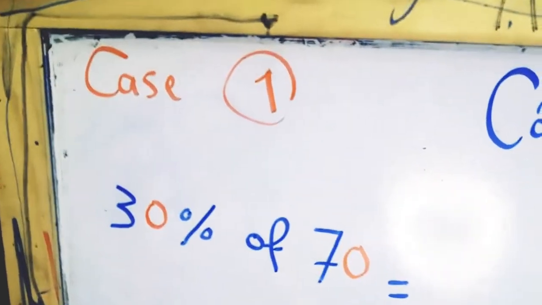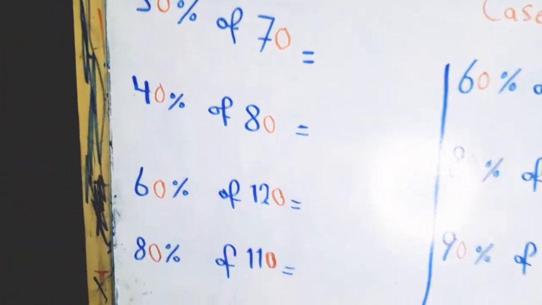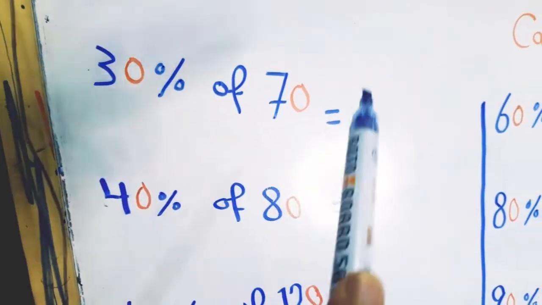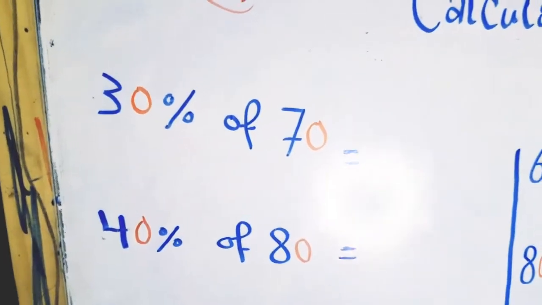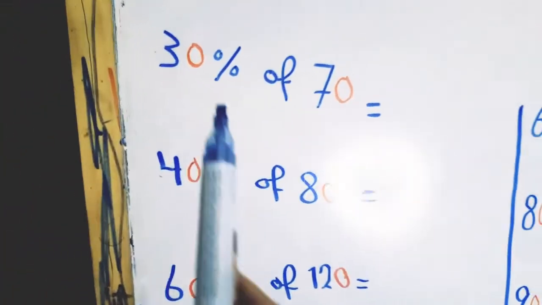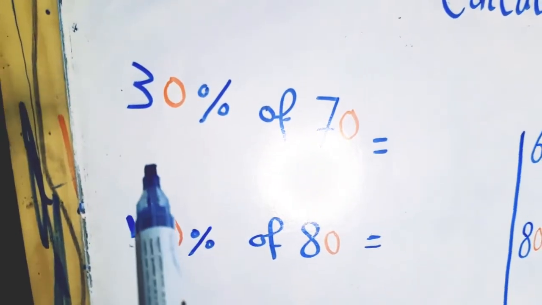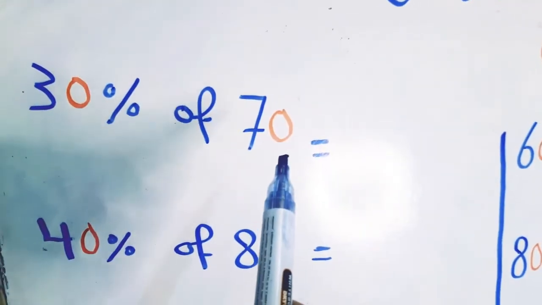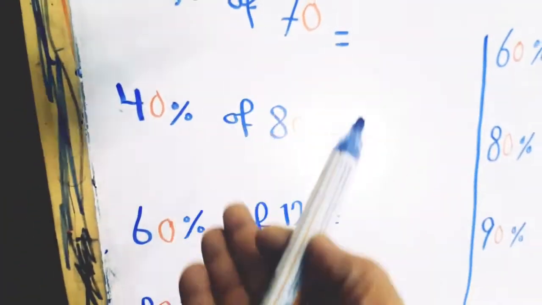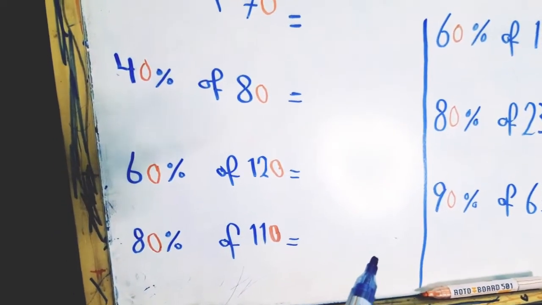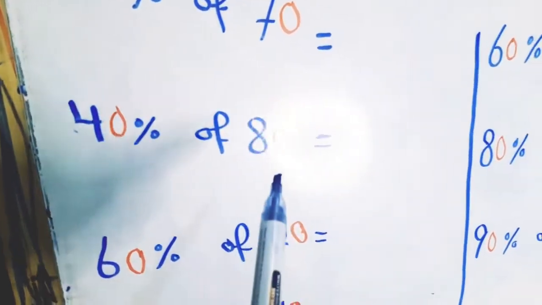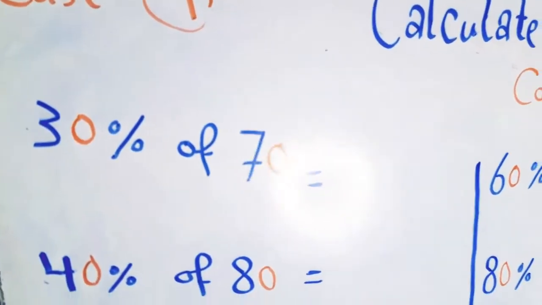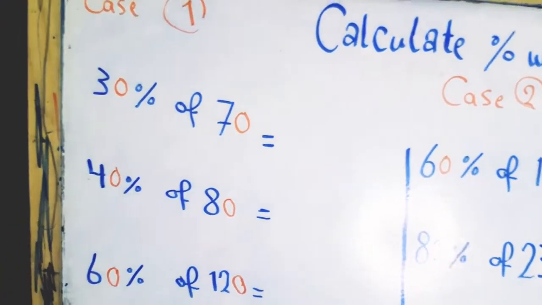Let's look at case 1. In case 1, as you see, we have two numbers which we use to calculate the percentage. The first number, which indicates the percentage, ends with 0, and the other number ends also with 0. How can we reach the correct answer without using the calculator in this case?